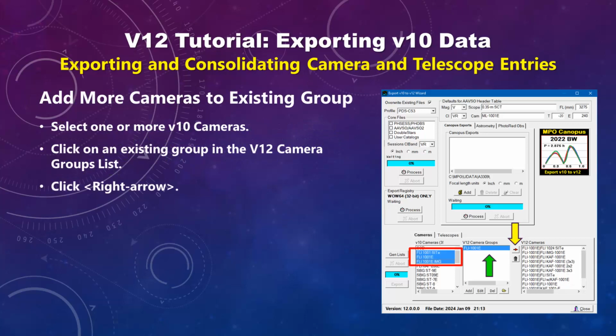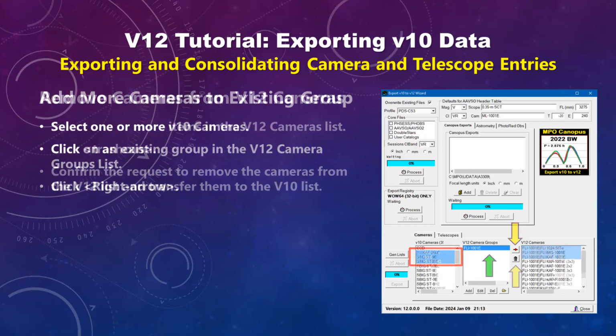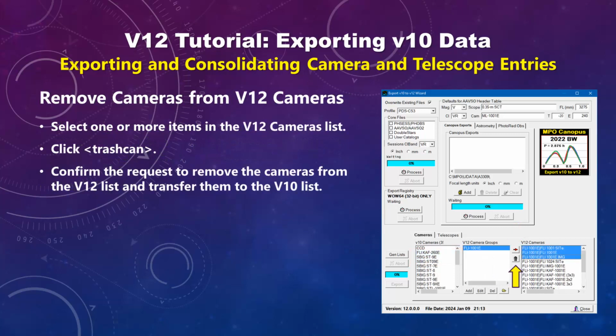If you missed some version 10 names that you wanted to include in an existing group, select them in the version 10 list. Click on the group name in the version 12 camera groups list. Click the right arrow button to transfer the version 10 names using the selected group name. Select cameras in the version 12 cameras list that you would like to move back to the version 10 list, so that they go into a different group. Click the trash can button. The names are transferred back to the version 10 list.